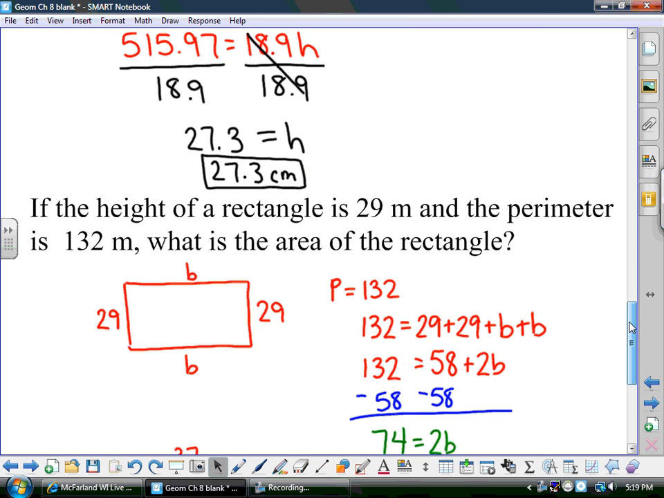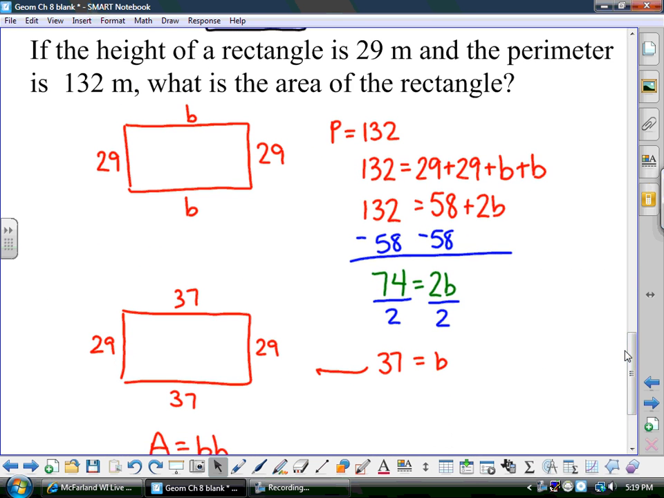For the last one, it helps to draw a picture of it. We know that the height is 29 and that the perimeter is 132. The perimeter is what you get if you add up all the sides. So if I add up 29 plus 29 plus base plus base, that should equal 132. So by subtracting 58 and then dividing by 2, I figure out that the base of that rectangle must be 37.